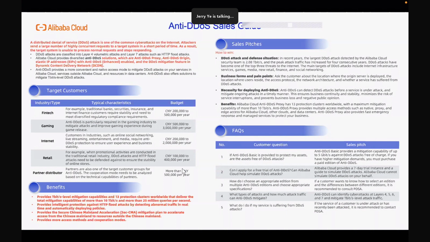The first thing is that we need to understand the customer's business forms and pain points. Ask the customers about the locations where the original server is deployed and where users visit from, the access protocols, and the network architectures. So what is the customer's business? Is it online games, or is it a shopping website? We must know the business of the customers.